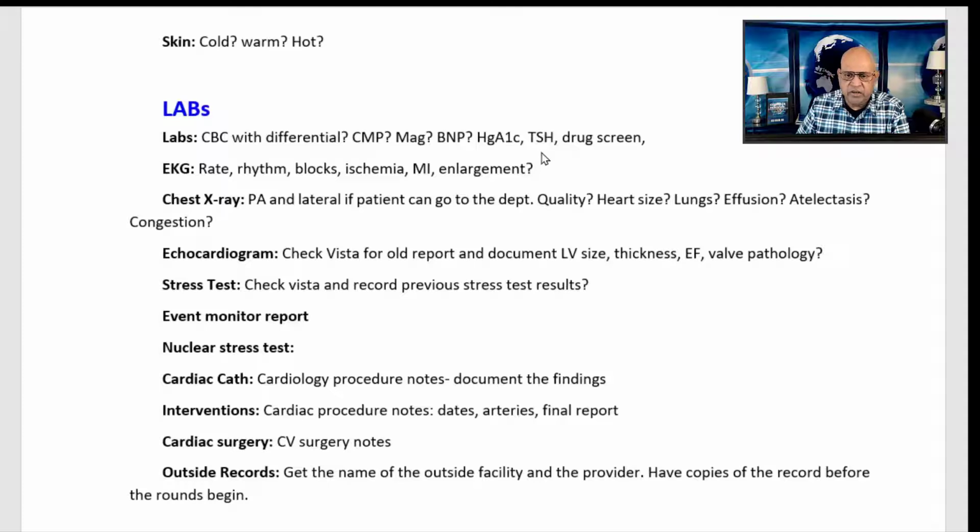Then, of course, we check the thyroid, because elderly patients are generally on thyroid pills or they are hypothyroid. I routinely check the thyroid studies. Drug screens you need to do if you suspect any drugs like cocaine, because cocaine can cause coronary artery spasm.